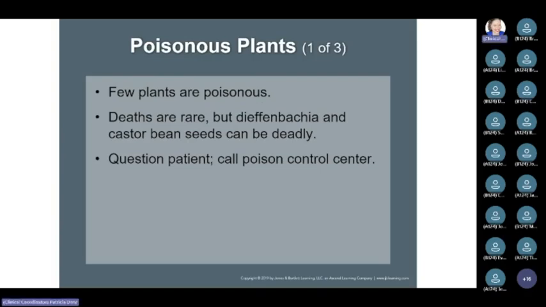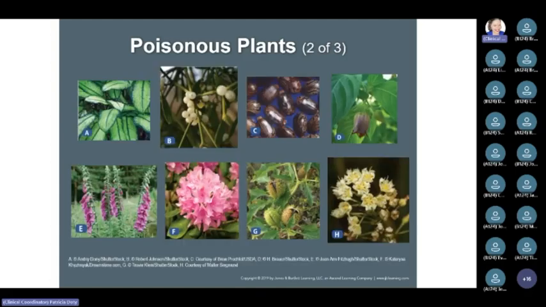Poisonous plants. Few plants are poisonous. I still don't tell anyone to go out and pick the berries off of anything and eat them. Just don't do it. Most plant related deaths are going to be from children under the age of 6. But deaths from plants are rare. Dieffenbachia and castor bean seeds can definitely be deadly. You have table 23-5 that has a whole bunch of toxic plants. Remember, call your poison control center.